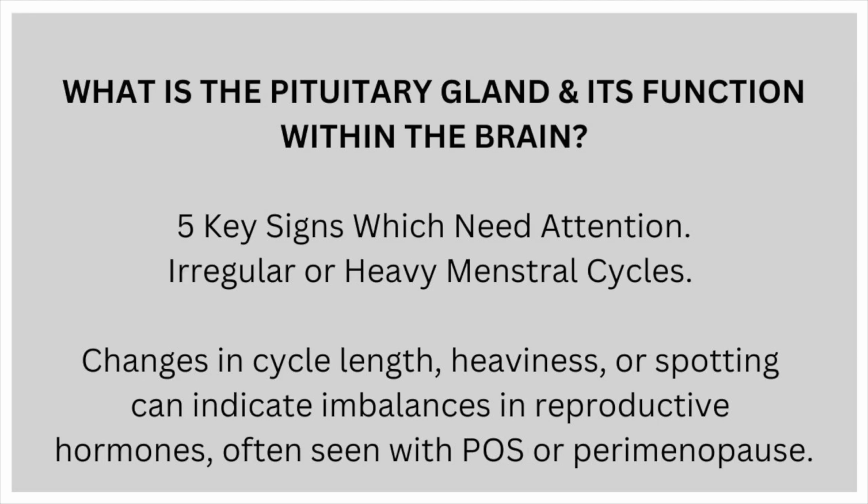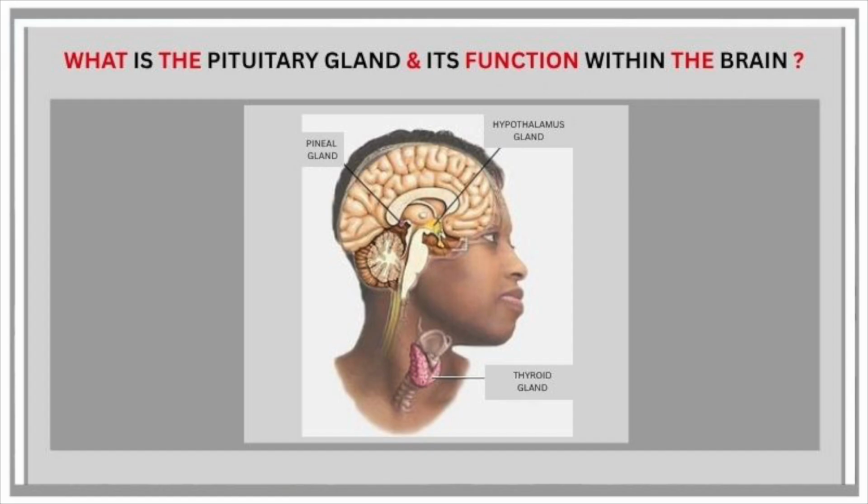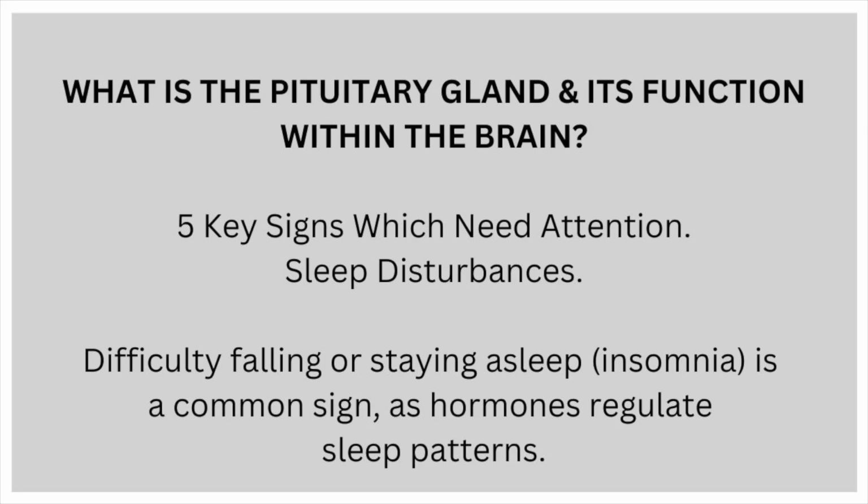Irregular or heavy menstrual cycles. Changes in cycle length, heaviness, or spotting can indicate imbalances in reproductive hormones, often seen in PCOS or perimenopause. Sleep disturbances. Difficulty falling or staying asleep, being insomnia, is a common sign as hormones regulate sleep patterns.